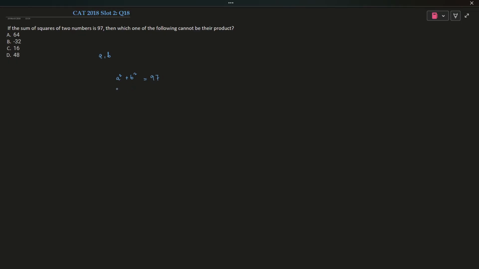So guys, from here one thing is sure, that a square and b square both are non-negative. But we do not know whether a and b are positive, negative or zero. We do not know the nature of a, b. Now since a square and b square are non-negative, we can apply the AM-GM property, which states that the arithmetic mean of two positive numbers, basically non-negative numbers, is greater than or equal to their geometric mean.